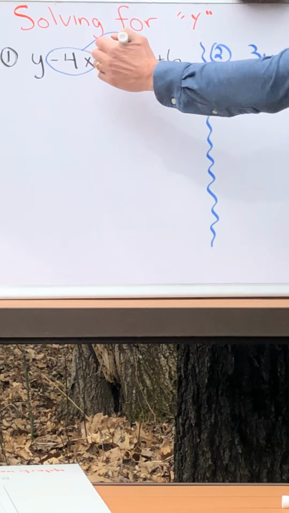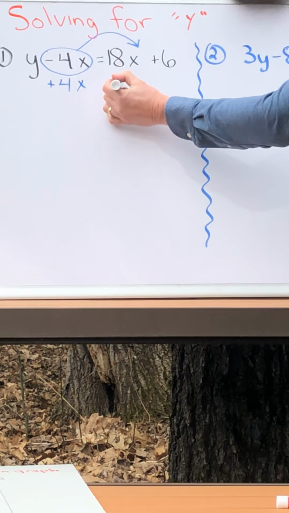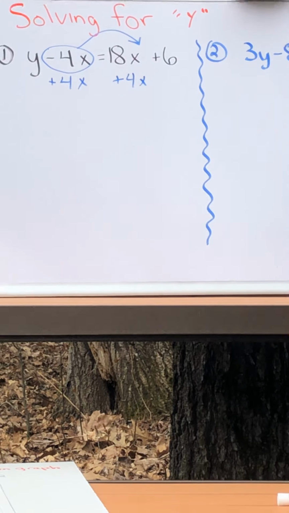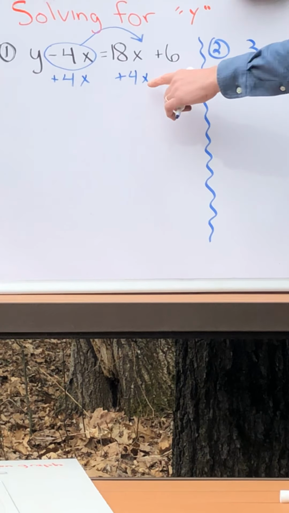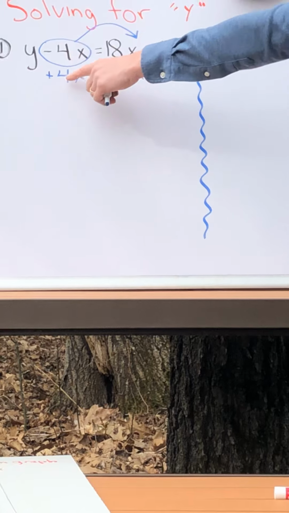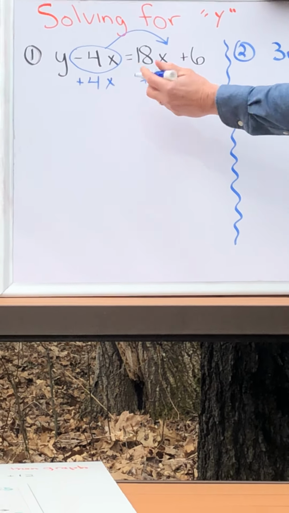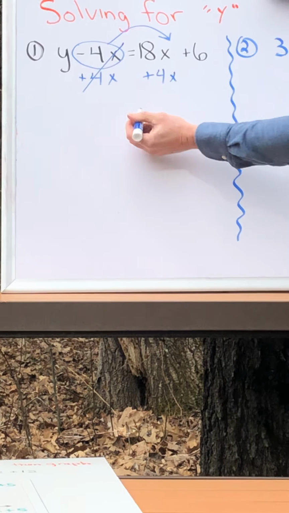So I'm going to bring these 4x's over here. That's a minus 4x. You got to do the opposite of that. You got to add a 4x to both sides. You have to put that x there. Don't just add 4. Okay, because a minus 4x and a plus 4x, they need to be opposites to cancel out. It's got to be the same term. So those will cancel out.